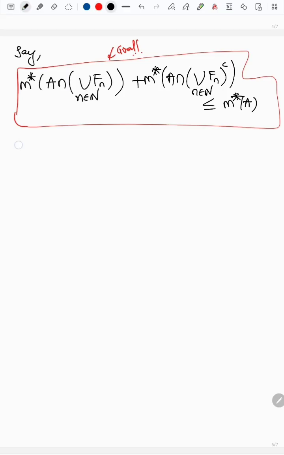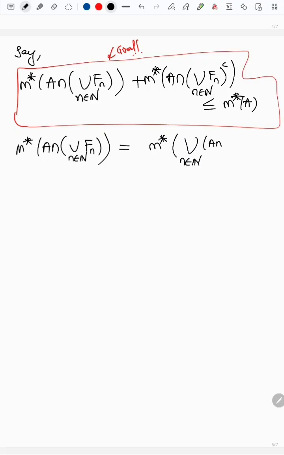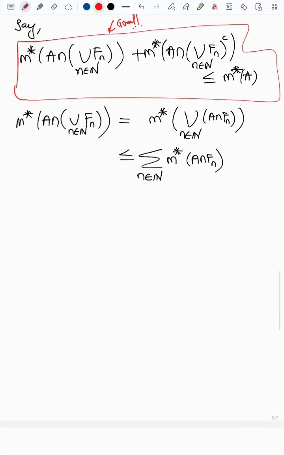So what is m star of A intersection with the union of Fn? It is equal to m star of the union of A intersection with Fn, which is less than or equal to, by countable subadditivity, the sum of m star of A intersection with Fn. We can write equal to also, but for the safe side, less than or equal to is enough; I'm just assuming countable subadditivity.